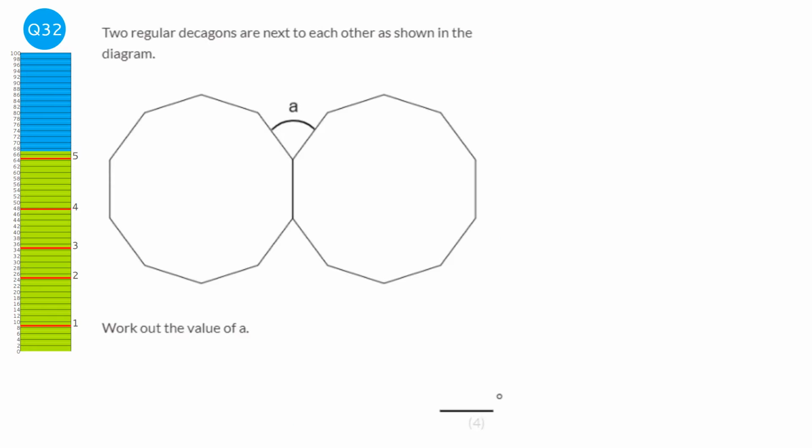To find the exterior angle of any polygon, we do 360 divided by the number of sides.